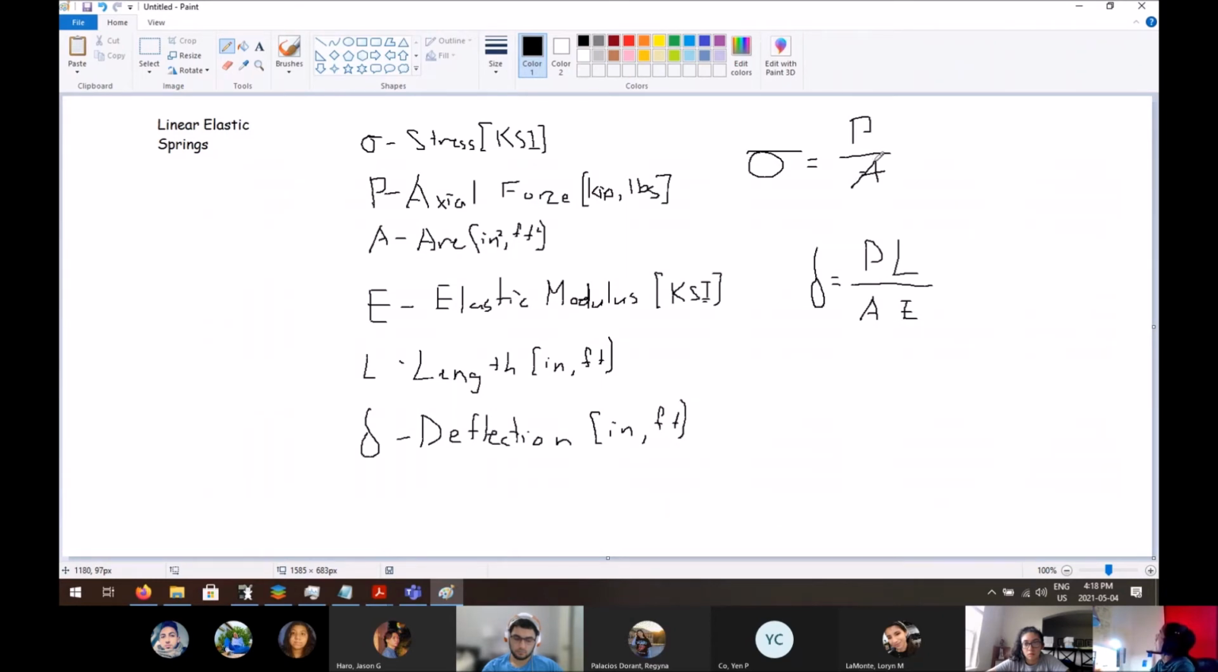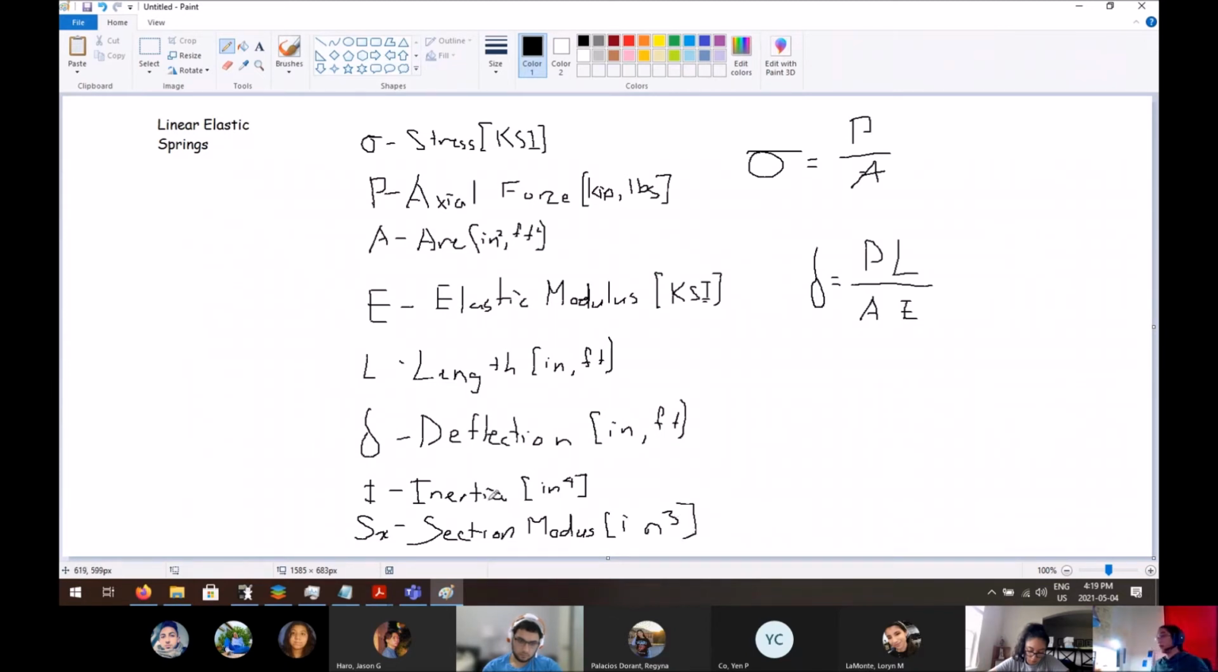Right. So you also have inertia. Inertia is represented by I, and that is measured in inches to the fourth. And we have section modulus. Section modulus is measured in inches cubed.